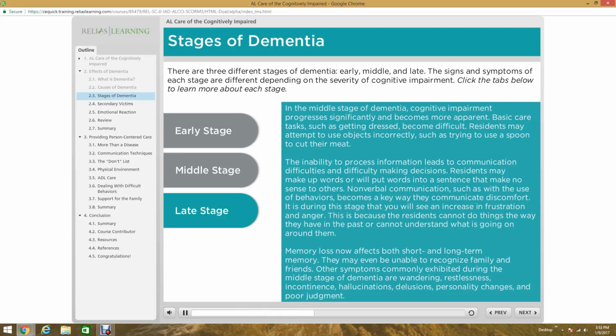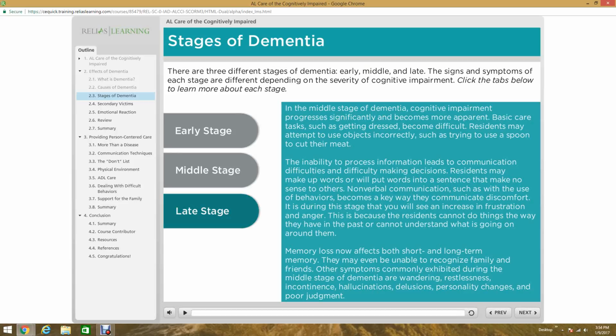Nonverbal communication, such as with the use of behaviors, becomes a key way they communicate discomfort. It is during this stage that you will see an increase in frustration and anger. This is because the residents cannot do things the way they have in the past or cannot understand what is going on around them. Memory loss now affects both short and long-term memory. They may even be unable to recognize family and friends. Other symptoms commonly exhibited during the middle stage of dementia are wandering, restlessness, incontinence, hallucinations, delusions, personality changes, and poor judgment.